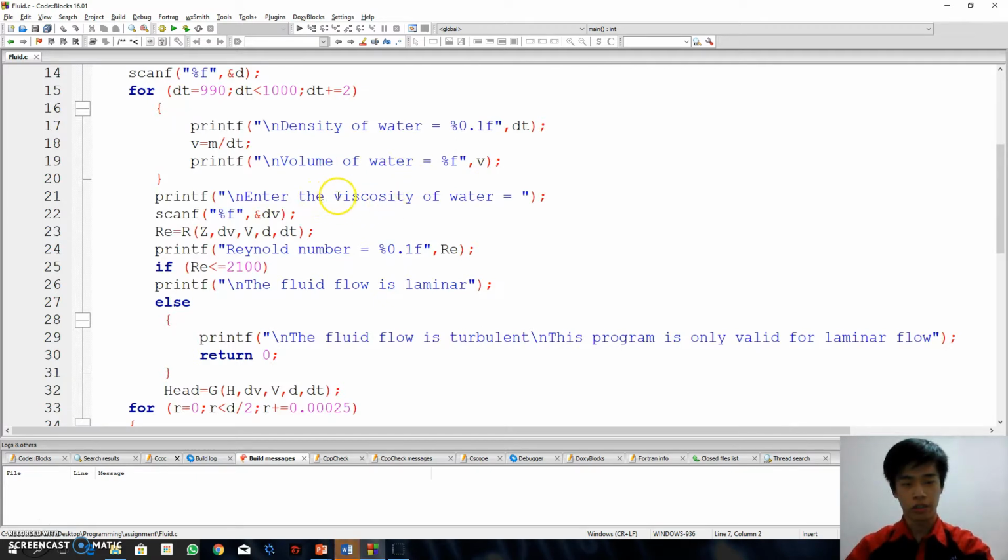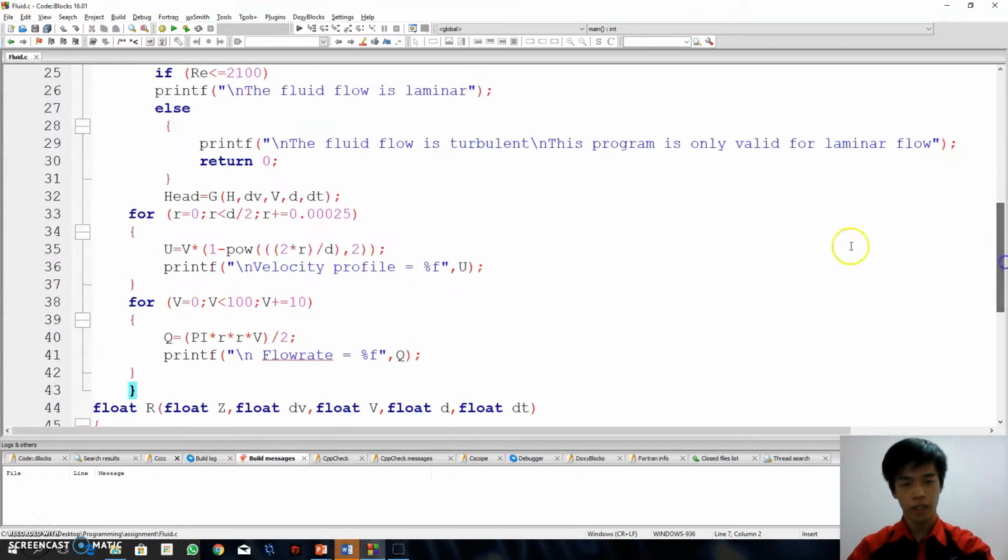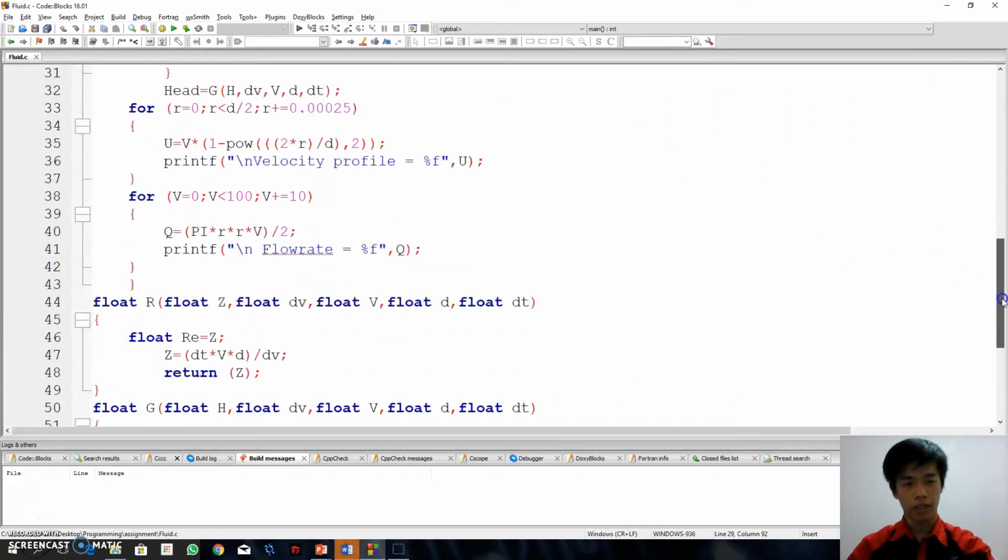So after that, we will also require the user to enter the viscosity of water to find the Reynolds number. If the free flow is laminar, it will continue to run the program. And here you can see that this program is only valid for the laminar flow. After that, there is a for loop to find the velocity profile and also a for loop to find the flow rate of the water.